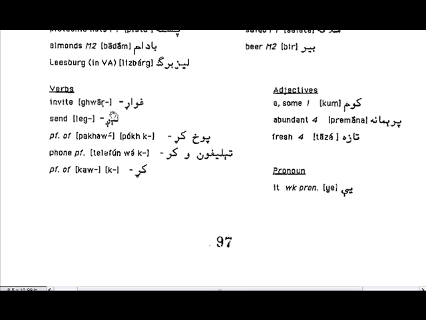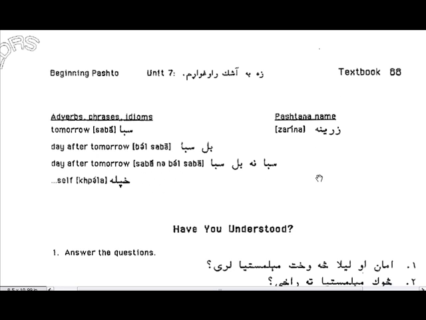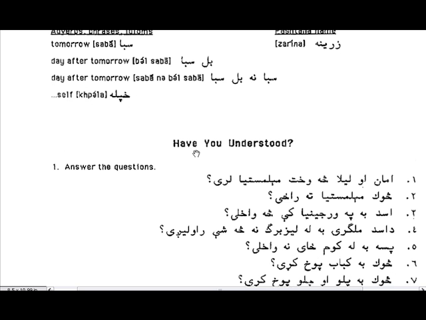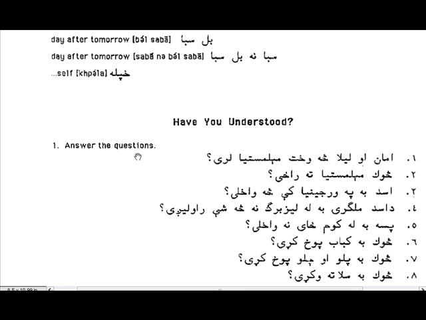These are verbs. War means to invite. Leg means to send. Pour kur means to cook. Telefon wukur means to phone. And kur means of. Pronouns. Ye, of course, is a weak pronoun. Names, Pashtun name: Zarmina. Adverbs, phrases, and idioms. Sabah means tomorrow. Bol sabah means the day after tomorrow. Sabana bol sabah means day after tomorrow. Pola means self.